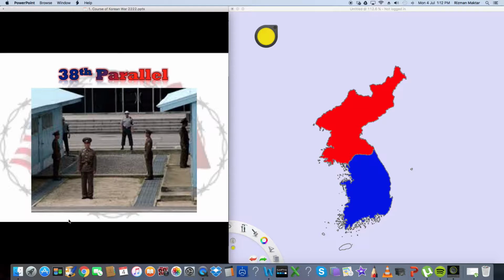Today the 30th parallel looks like this. If you can see in the picture, this person here should be South Korea, and this one should be the North Koreans. So it's just like that. They are not at peace with each other. They just stopped fighting. Should anyone cross the border, it could just spark another war.